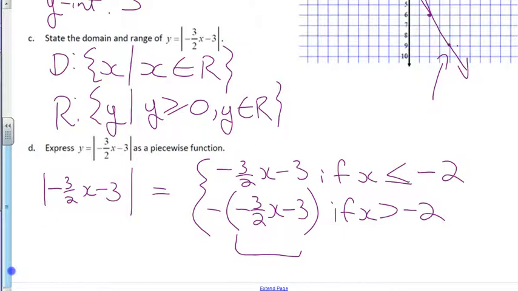Okay? And we don't need to simplify this. We don't need to write this as 3/2 x plus 3. Okay? We don't have to do that. We simply say it is what it is here, and it's the negative of what it is here. It's not wrong if you simplify it, but it's just easier to leave it, right? Because it just says it's the original function here, and it's the negation of the original function. Take those values, make them negative, because they'll become positive.